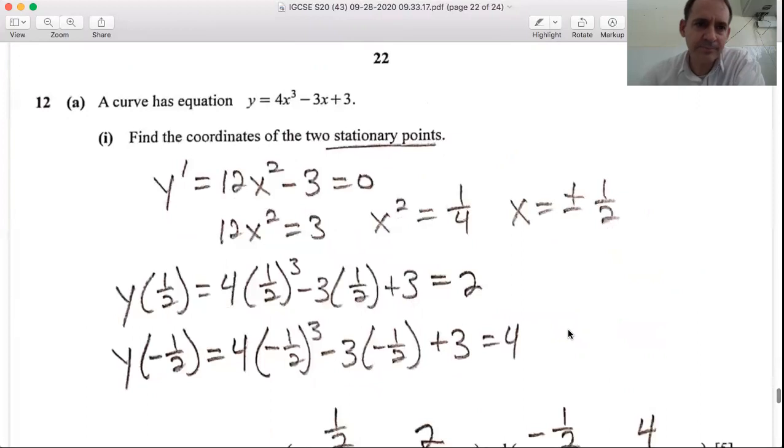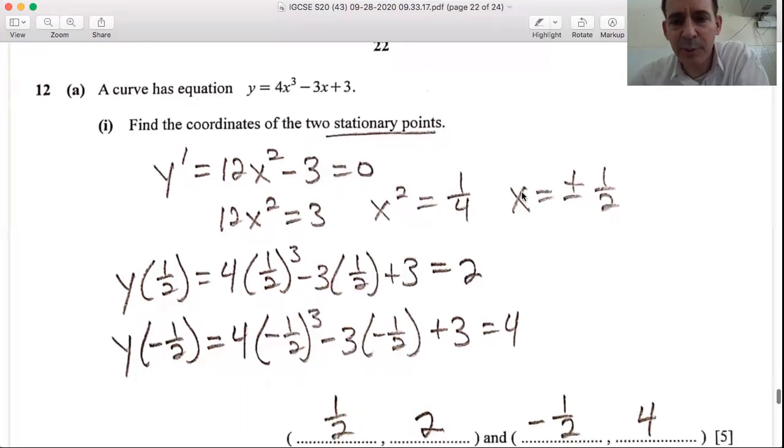Number 12, a curve has an equation y equals 4x cubed minus 3x plus 3. Find the coordinates of the two stationary points. So notice the stationary points are plural. There's more than one, and you're finding the coordinates, also plural, of those points.